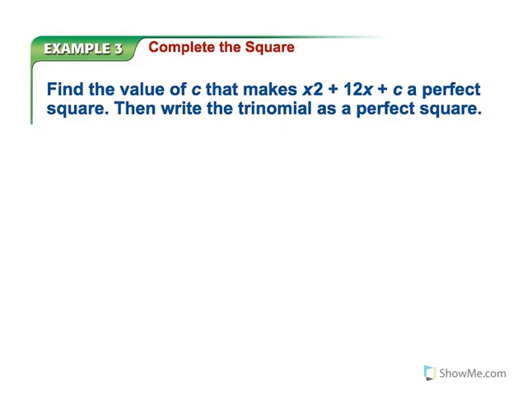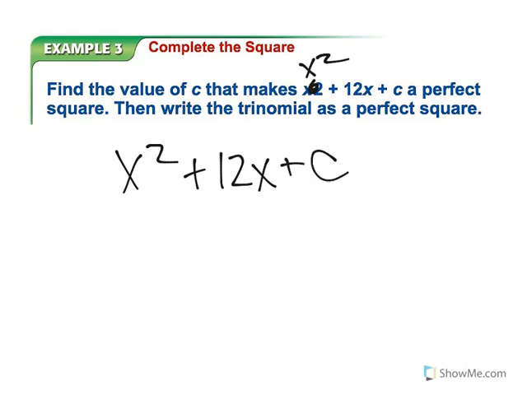So we're going to find the value of c that makes x squared plus 12x plus c a perfect square, and then we're going to write the trinomial as a perfect square. So x squared plus 12x plus c. We're going to ignore c for now. We know that a is equal to 1, b is 12, and we don't know what c is yet.